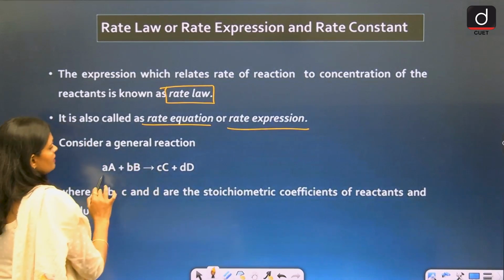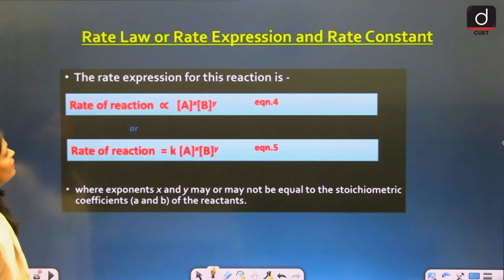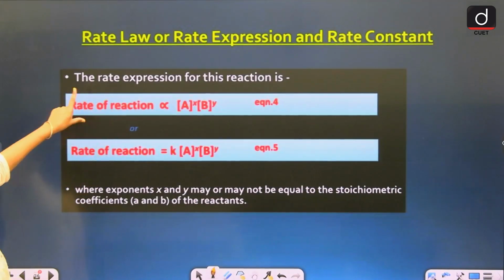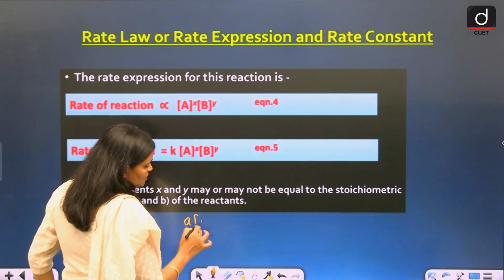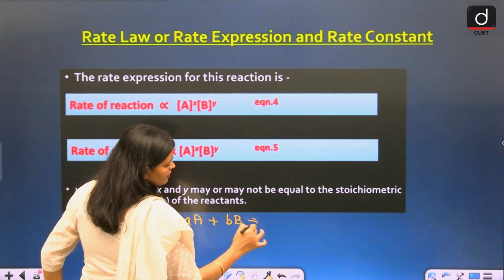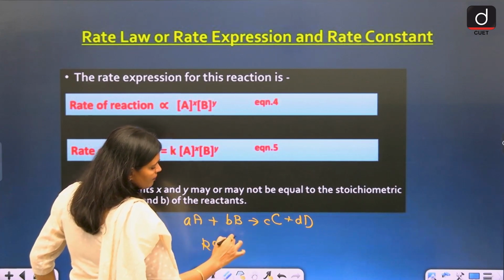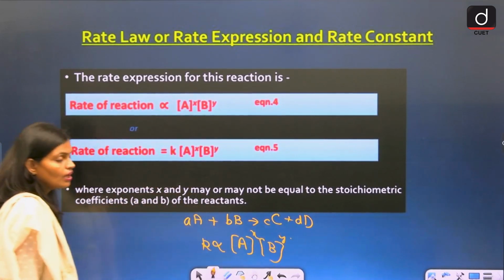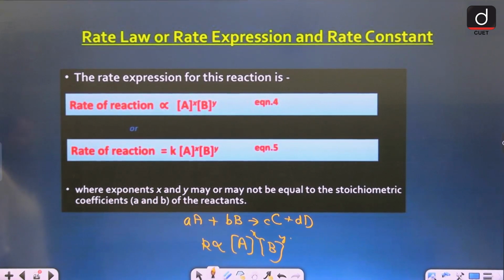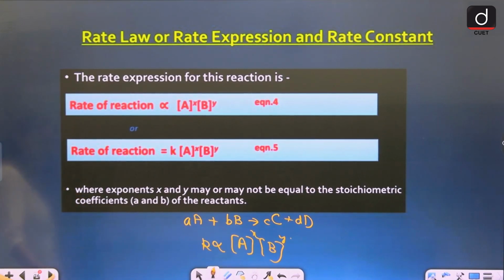Suppose this is the general reaction aA + bB gives cC + dD, where a, b, c, d are the stoichiometric coefficients. The rate expression for that reaction is: rate of reaction is directly proportional to [A] and [B]. The rate is directly proportional to [A]^x [B]^y, where x and y are the stoichiometric coefficients. This is how you write the rate law or rate expression for any reaction.